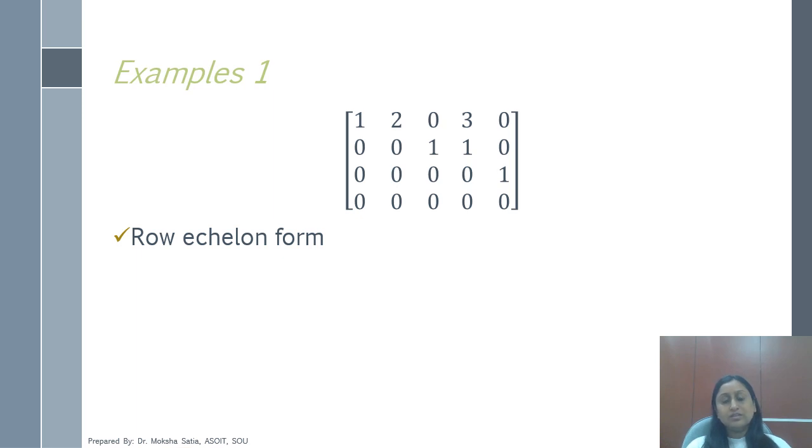Now to check whether it is in reduced row echelon form or not, we need to only focus on the leading ones. For the first leading one, we need to have all zeros other than that in that column, and there are all zeros present there, so it satisfies. Now the second leading one is in the third column, which also satisfies the condition, and the last leading one, which is in the last column, also satisfies the condition that all the elements of that column except the leading one are zero. So it is also in reduced row echelon form.